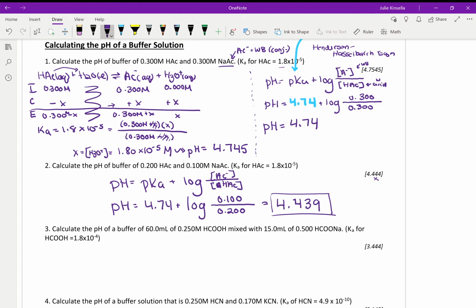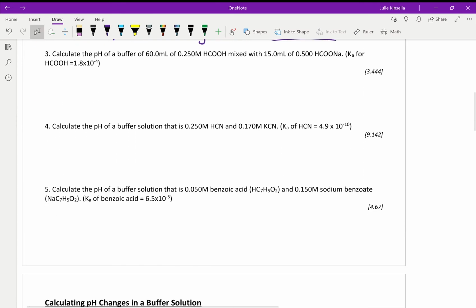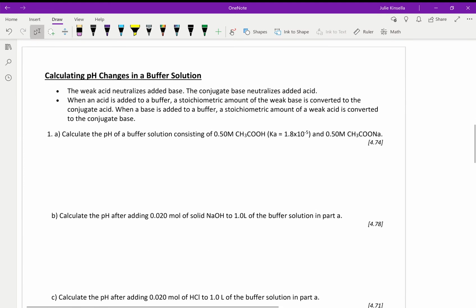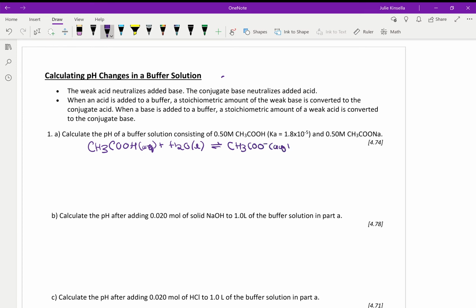All right, so try out 3, 4, and 5 on here. You can pause the video and try them out or go back to it shortly. But I also want to talk about, well, what happens when we do add an acid or base to the concentration. So for number 1, we have acetic acid again. They just wrote out a little bit different. Just so you can see it in front of us. So we still have the production of our acetate ion and hydronium.